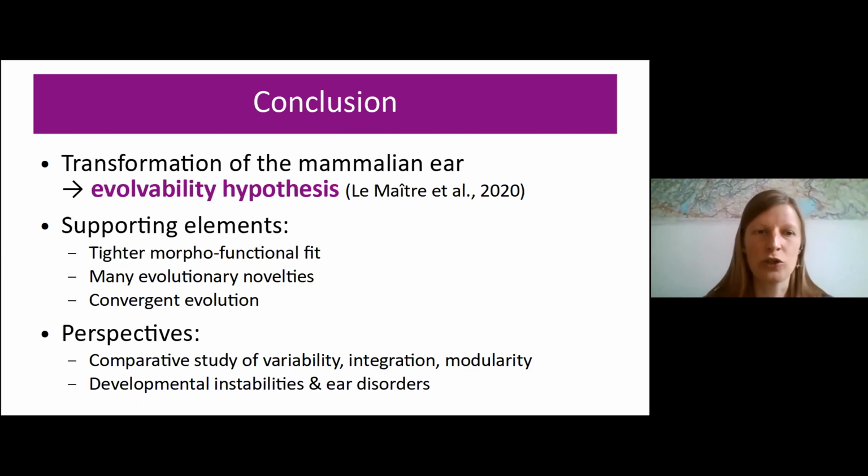environments. The elements that support this hypothesis are the higher morphofunctional fit in mammals compared to other groups, the paramount number of evolutionary novelties in mammals, and the convergent evolution that is very frequent in mammals, for example, in subterranean mammals, aquatic mammals, ultrasonic hearing, etc. And so there remain things to be tested.